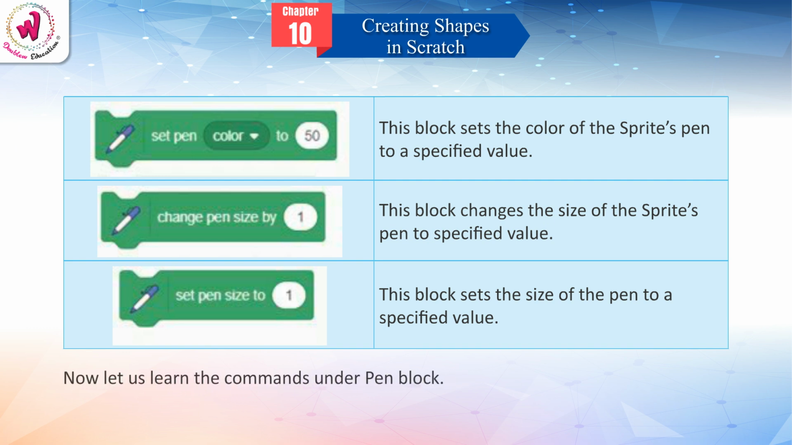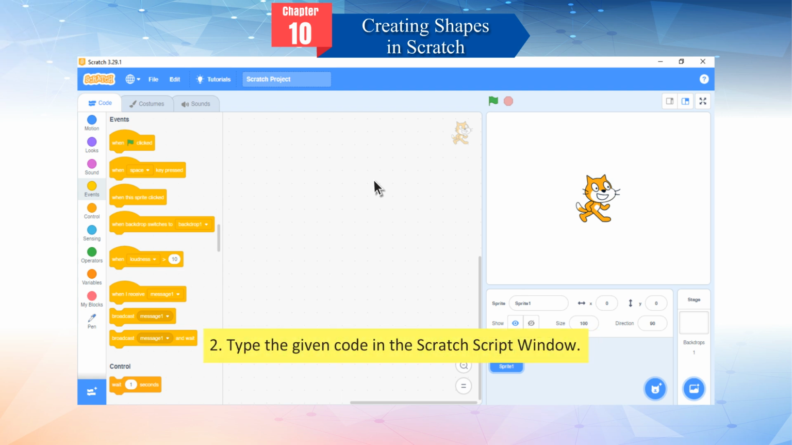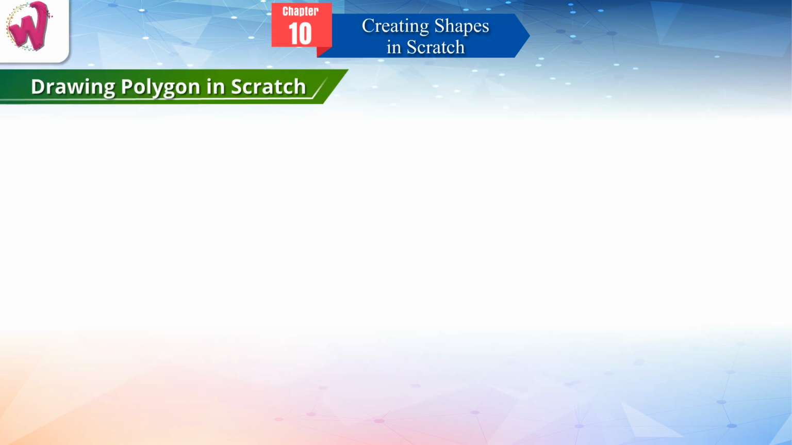Now, let us learn the commands under the pen block. Drawing a line in Scratch. You need to follow the given steps to draw a line in Scratch. 1. Create a new Scratch project. 2. Type the given code in the Scratch script window. 3. Run the code.